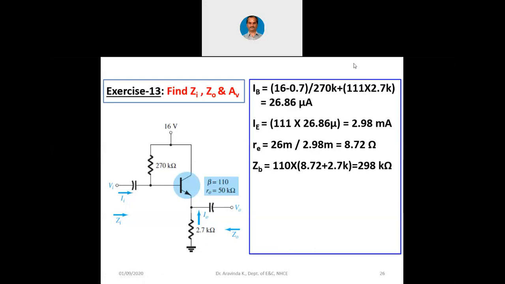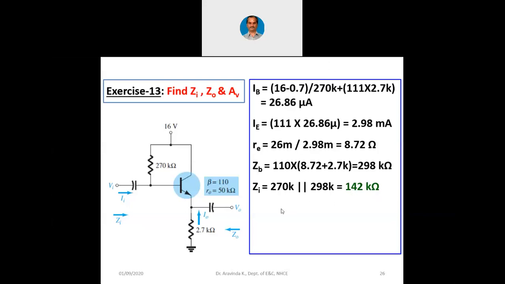First we have to find ZB: 110 into (8.72 plus 2.7K), that is beta into (small re plus capital Re), which is 298 kilo ohms. That is in parallel with 270 kilo ohms. So Zi is 270K parallel with 298K, that is 142 kilo ohms. Good, Lokesh, you have given the correct answer. So Zi is 142 kilo ohms.